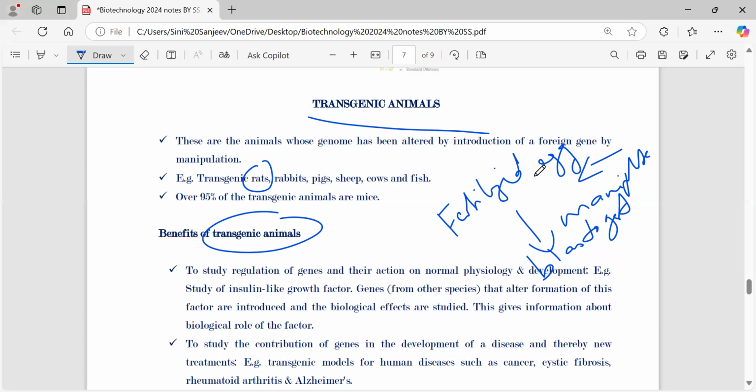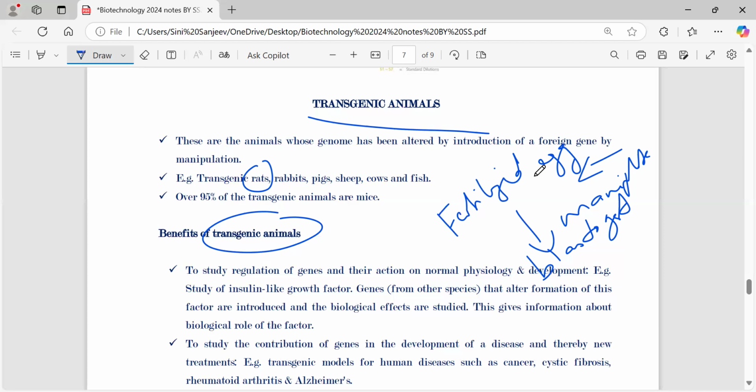Because with humans, you cannot directly do the experiment. So that's why we use these kinds of transgenic animals. In toxicity studies, for example, if we have to give a 1 mg dose or a 10 mg dose, how much dose will be toxic to that particular person? How much sensitivity can they tolerate?